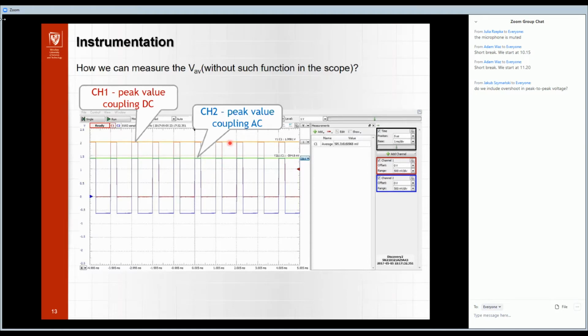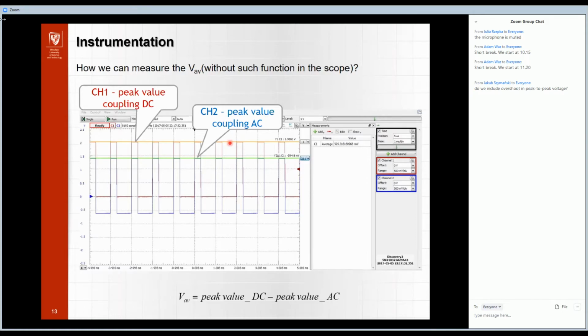The difference is because the average value of this signal is blocked by the capacitor. So when I measure the peak value using DC coupling and then AC coupling, I can calculate the average value as the peak value DC minus the peak value AC. Of course, maybe you think that this function was used only in the old scopes because people wanted to calculate the average value of signals.